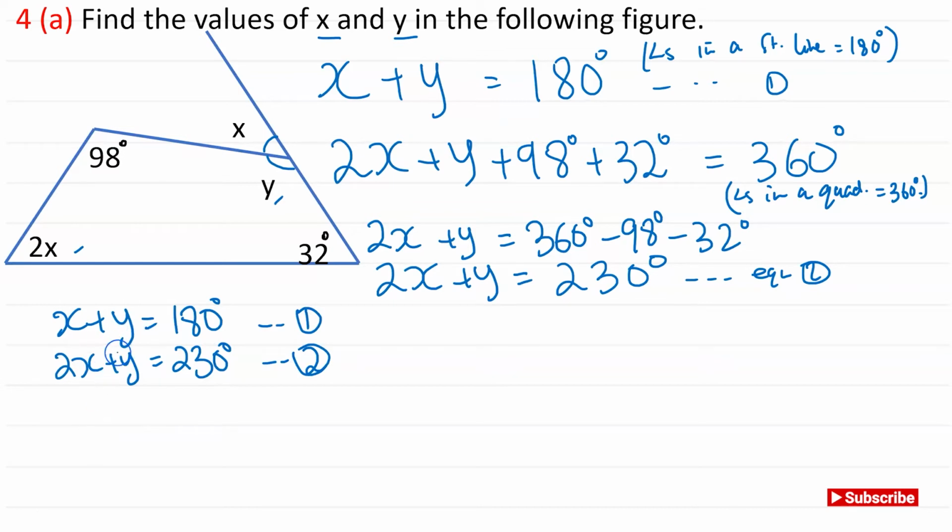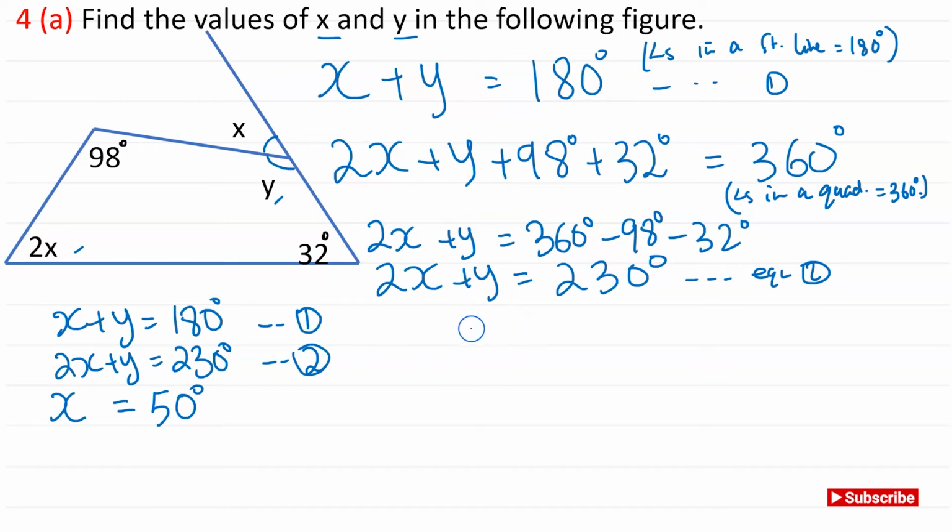Now I can see the y's have the same coefficient, and they are both positive, which means I can subtract the two equations. I'm going to use the elimination method. So I'm going to do 2x take away x, and that will give me x. y take away y is gone, equal to 230 take away 180 degrees. This will give me 50 degrees. So x is equal to 50 degrees.